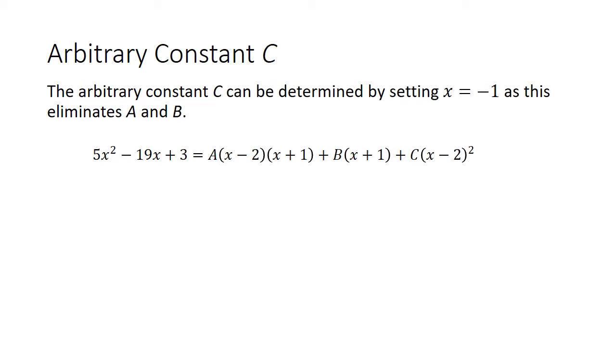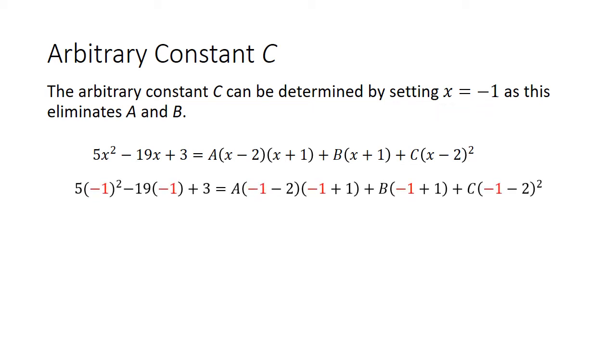Our next step is to work out the arbitrary constant c. If we look at the formula again, we can see that a is multiplied by x plus 1 and b is multiplied by x plus 1. So if we can get this factor x plus 1 to go to 0, a and b will be eliminated. Of course, we can do that by setting x equal to minus 1.